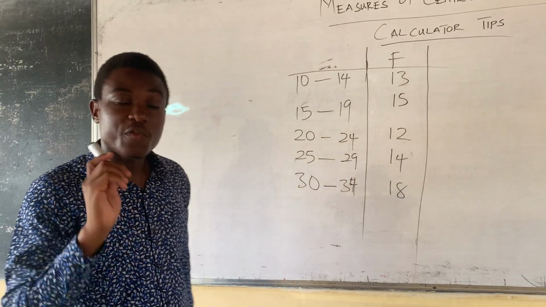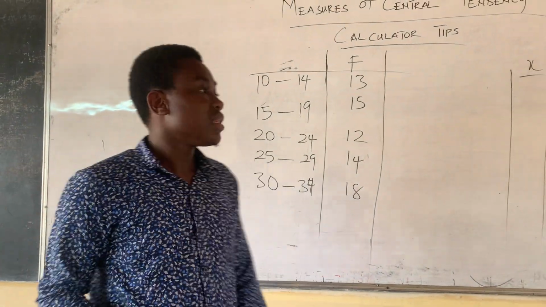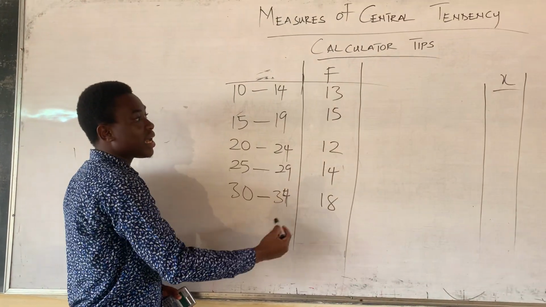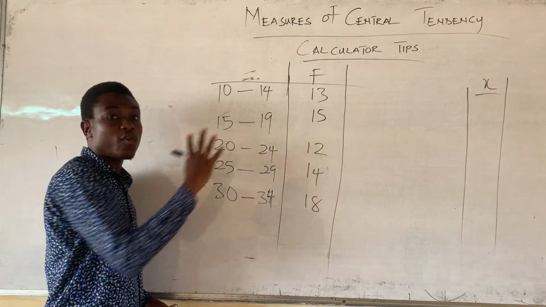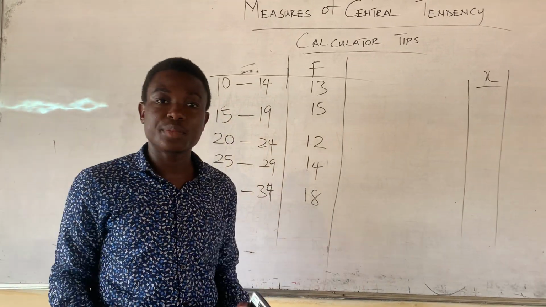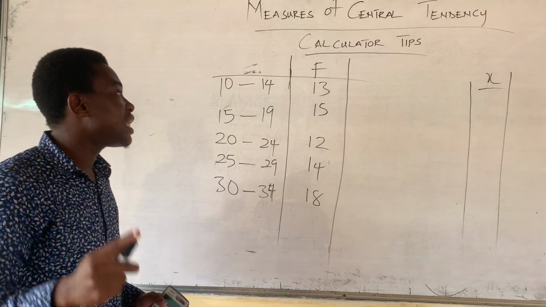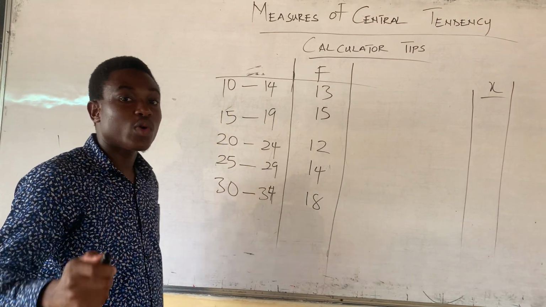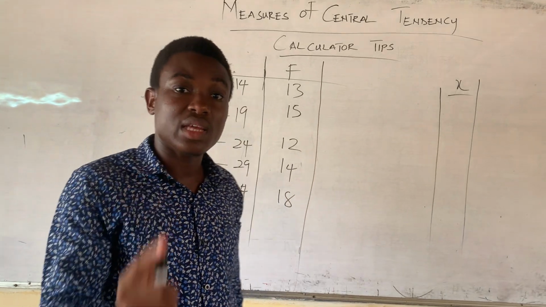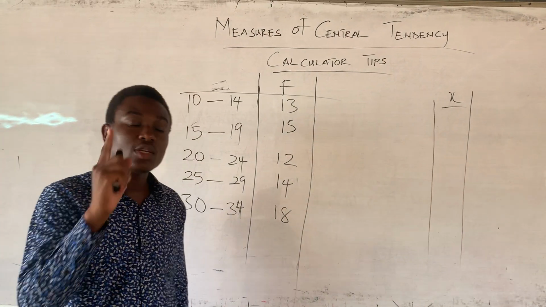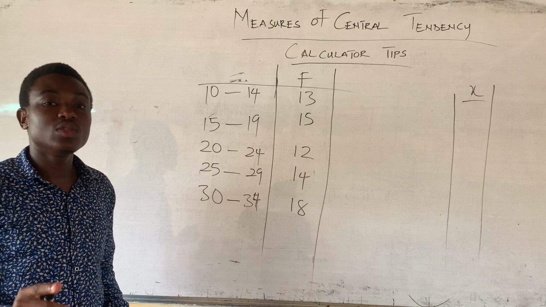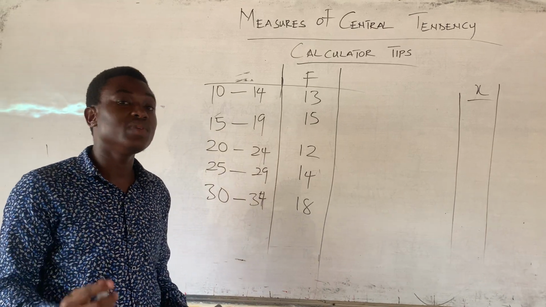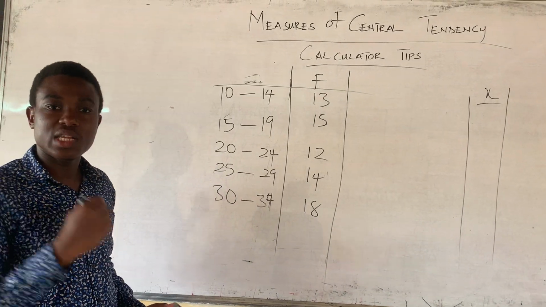So with regards to the group, there is no way you can enter data on the calculator in this form when you are working on a group data. So first of all, anytime you have a group data for which you want to use the calculator to solve for the measures of central tendency, you need to first find your midpoint. You need to first find your midpoint before you begin any calculation. So let's quickly find the midpoint.